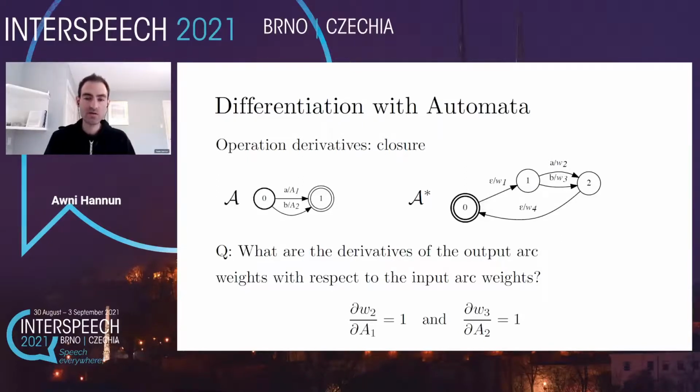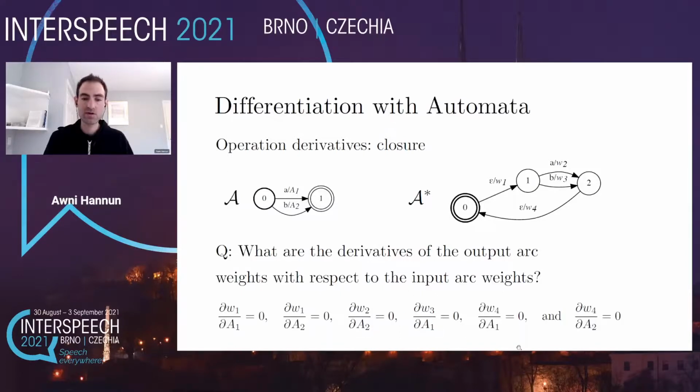And the reason the derivative is 1 is because any change in A sub 1 is exactly reflected in W sub 2. If we increase A sub 1 by some value, then we increase W sub 2 by the same value. W sub 3 came from A sub 2, so the derivative of W sub 3 with respect to A sub 2 is also 1. And the rest of the derivatives are all zero. There are 1, 2, 3, 4, 5, 6 of them.